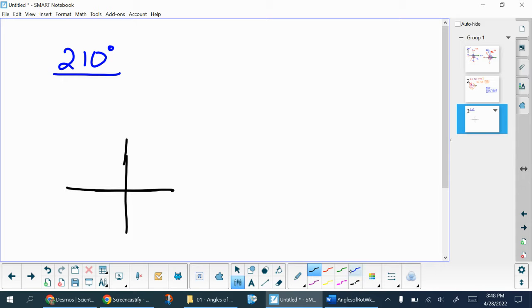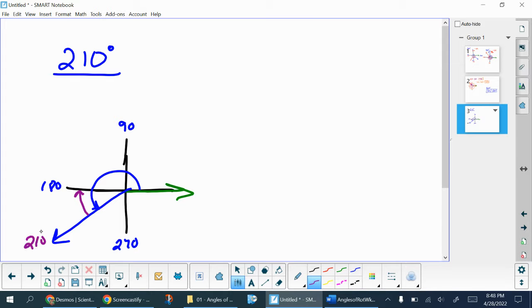So 210 degrees. I have my initial side. To find my terminal side, I know, well, that's 90, that's 180, that's 270. So I'm past 180, but not to 270. So I'm here-ish. And for all of these, my goal is to figure out what's the angle measure back to the x-axis, the closest x-axis. And so here I'm looking for this angle measure there. I know this is 210. I want to get back to 180. Well, 210 minus 180 is just 30 degrees. And so 30 is my reference angle.